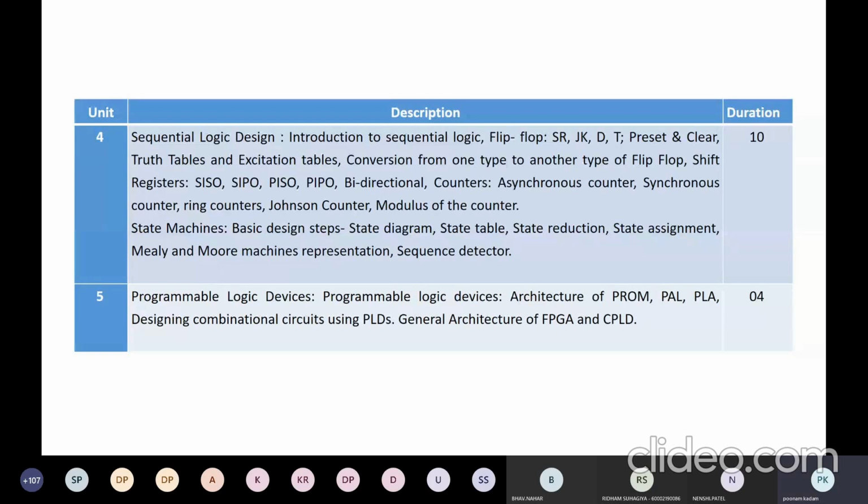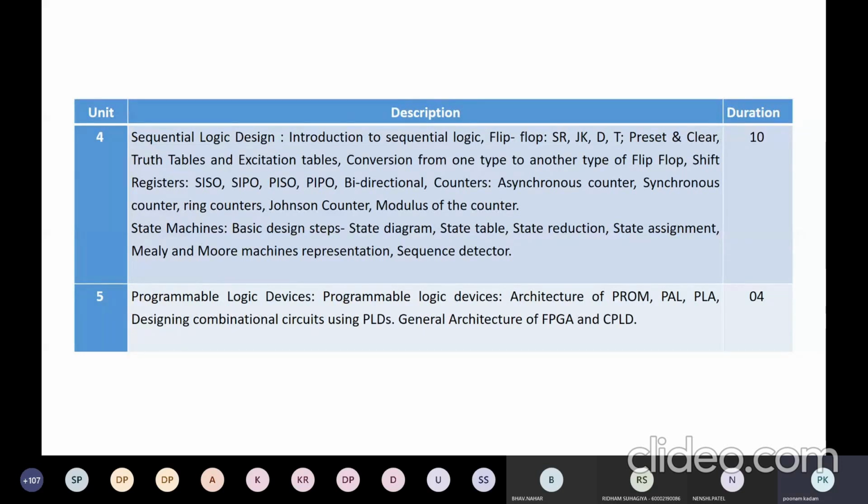Next unit covers sequential logic circuit design. Here you will learn how to design sequential logic circuits. Before you learn about sequential logic circuits, you will be taught about flip-flops, various types of flip-flops, how the flip-flops work, and then we will use the flip-flops to design various sequential logic circuits such as counters, registers, etc.